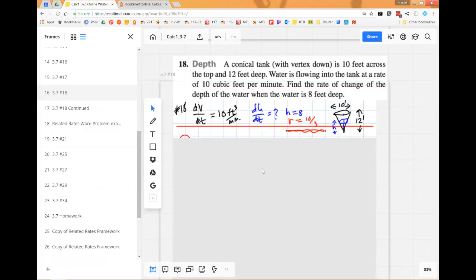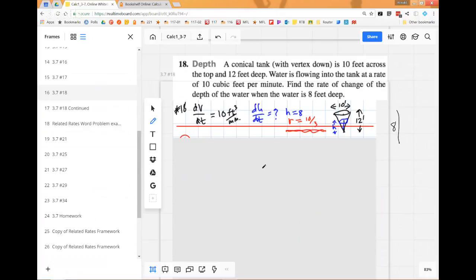Here, let's just do this on the side. If we draw a right triangle, you can see I've got this depth thing here, this little circle. That's the height of the water at the current time, that little circle there, and its height. And that H is 8. So what you have is a little right triangle that looks like this.